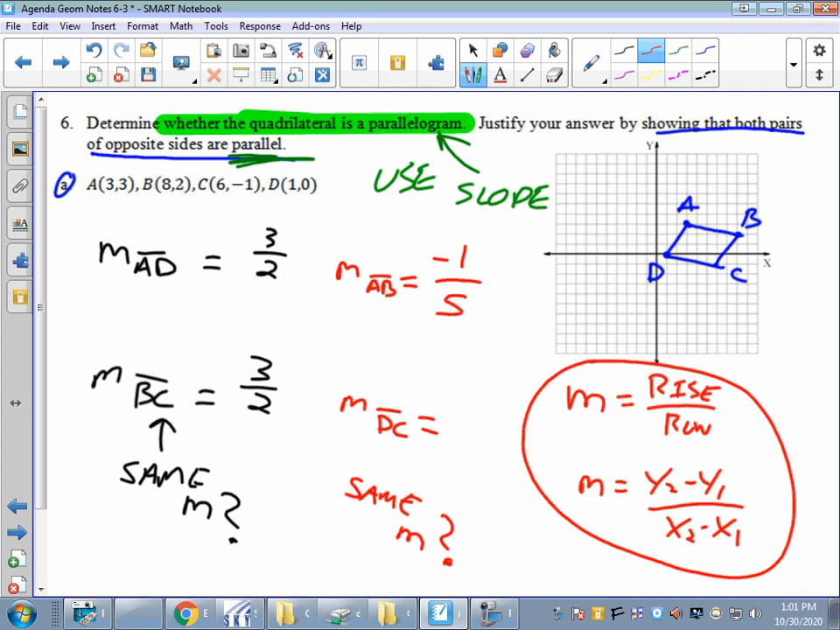For DC, if I went 0 minus a negative 1, I'm going to get a positive 1. And then 1 minus 6 is going to be a negative 5. So either way, right, it's still going to be negative 1/5. So they are the same. So because the opposite sides have the same slope, this would be a giant yes, it is a parallelogram.